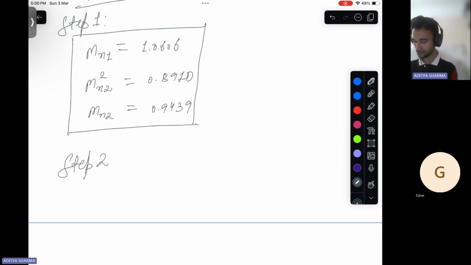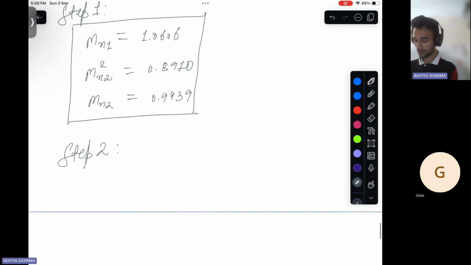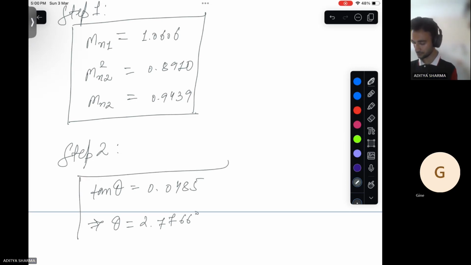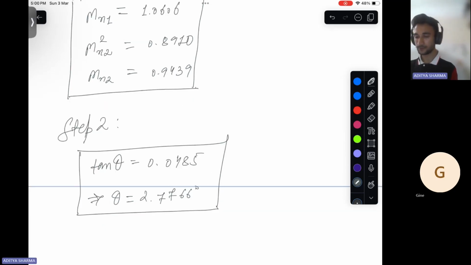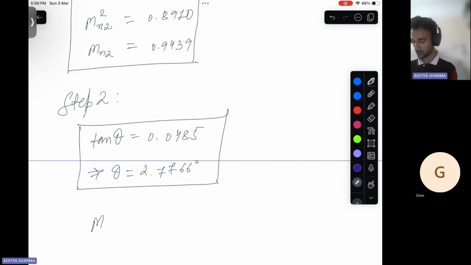Then step 2, you have to get theta. So using the theta-beta-M relation, you get tan theta equals 0.0485, right? And which means theta comes out to be 2.7766 degrees, right? This is step 2. Okay. Right. Now we know what M2 is.